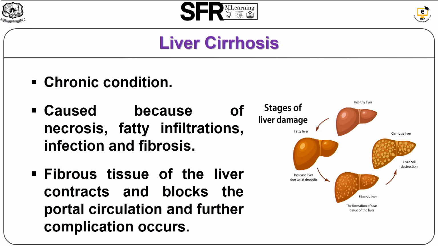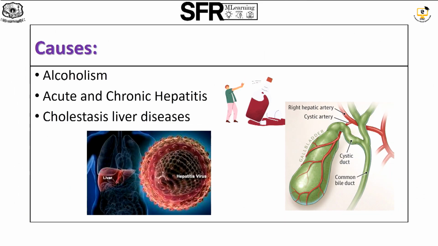So during this cirrhotic condition, the fibrous tissues formed in the liver obstruct the portal circulation, the hepatic artery and the portal vein, which causes further complications like ascites, esophageal bleeding and all those complications. So in the next slide we are discussing alcoholism, acute and chronic hepatitis, and cholecystitic liver diseases. These conditions cause liver cirrhosis.